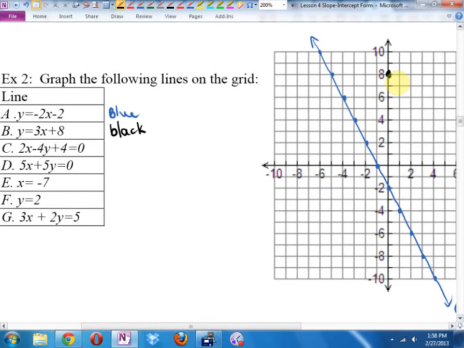Which means count how? Up 3 over 1. Do you see the problem? If I go up 3, I'm off the page. But I definitely know there's going to be a point right there, and I can back count. Down 3, back 1. Down 3, back 1.